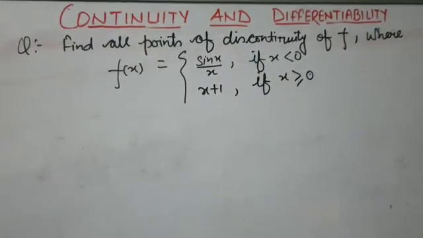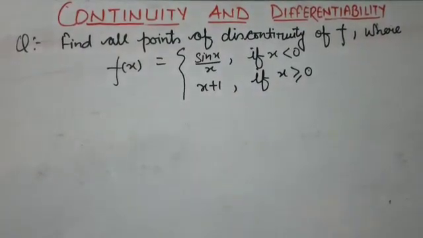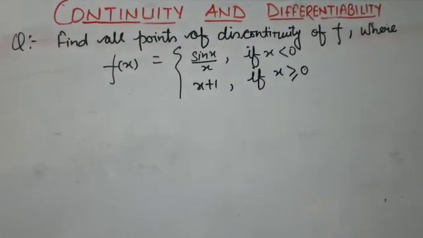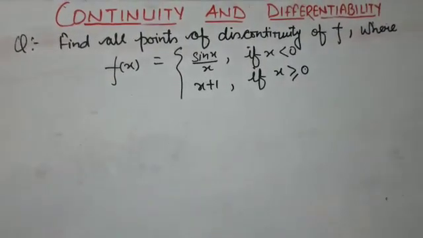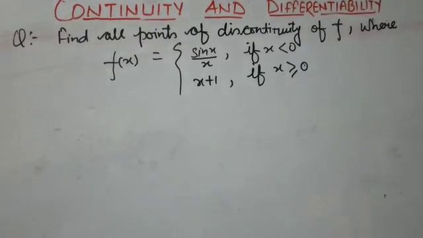Now, we have another question. Find all points of discontinuity of the function f where f(x) is equal to sin x upon x if x is less than 0.